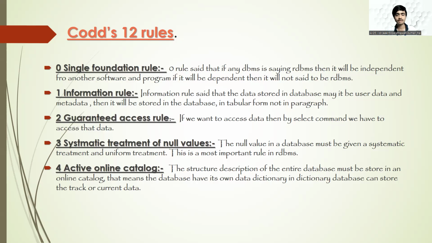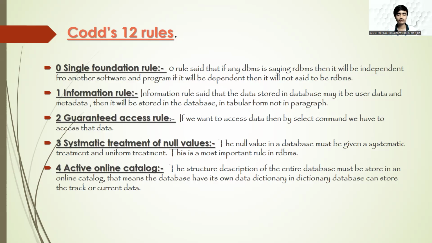Third is the second, guaranteed access rule. If we want to access data, then by using a select command we can access the data. There are many commands in a database, like select. If we want to access the data, then you can access the data under the guaranteed access rule. Fourth is systematic treatment of null values. The fourth rule says that null values in the database must be given a systematic and uniform treatment. This is a most important rule in DBMS.